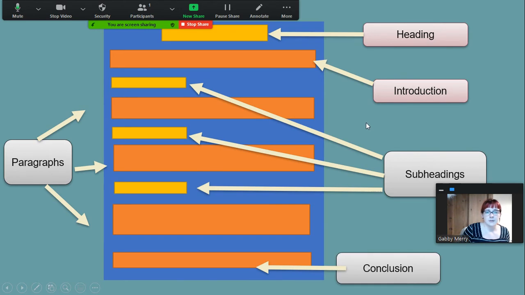Articles, something that does come up in exams quite often, follow that IPPPC structure. So the orange boxes that you can see on the screen, that's your introduction, paragraphs, and conclusion that we see in every piece of writing that we do. There are a couple of added extras though that we would expect to see, including a heading, so a title of some kind to tell us what the article is about.